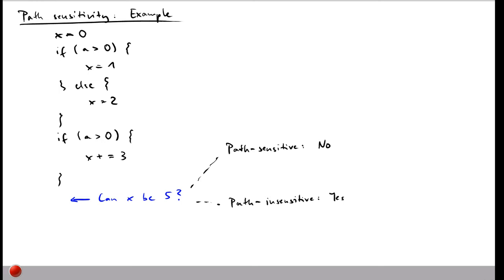So path sensitivity basically determines whether an analysis is able to reason about the outcome of different conditionals across the different branches.